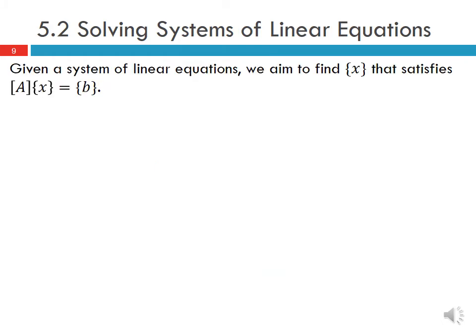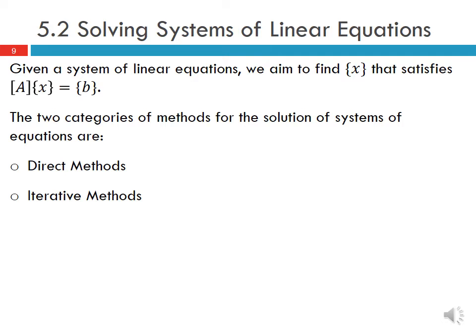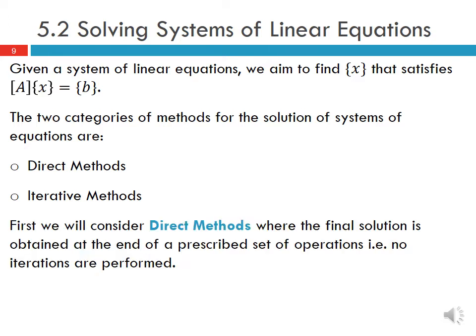Given a system of linear equations, we aim to find the vector of our variables x that satisfies the expression Ax = b, where A is the matrix of coefficients, and b is the vector of constants as the output. The two categories of methods for the solution of systems of equations are direct methods and iterative methods. First we're going to consider direct methods, where the final solution is obtained at the end of a prescribed set of operations, so no iterations are performed.